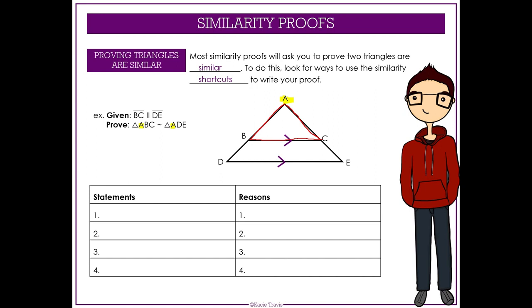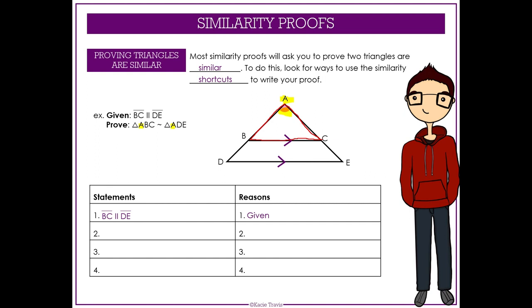We got this A here. This is talking about this angle that I'm highlighting up top. That means that this angle is the same. So let's go through and start off our proof. All right, first off, we know that these two lines are parallel, BC and DE. That's given to us.